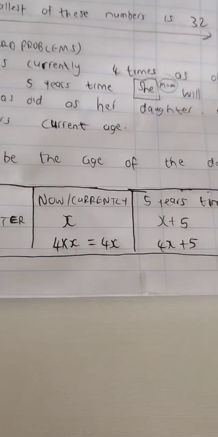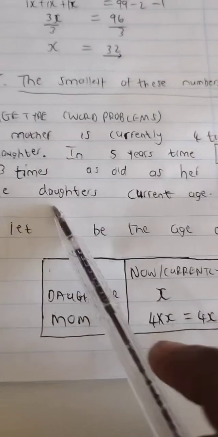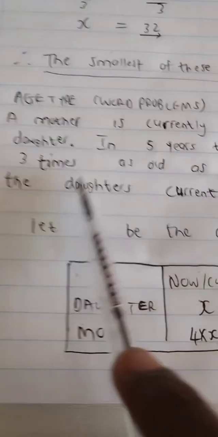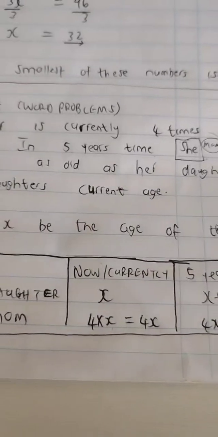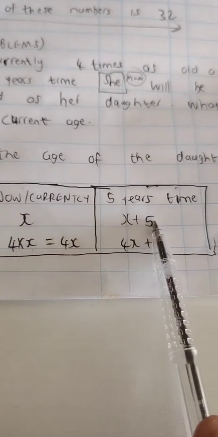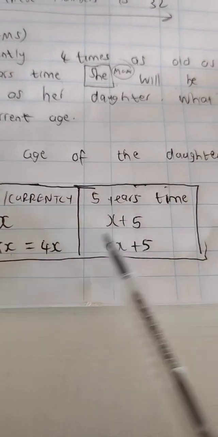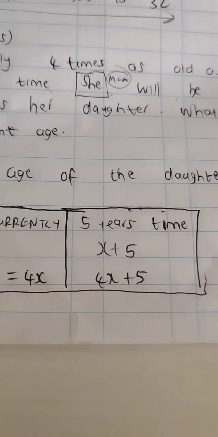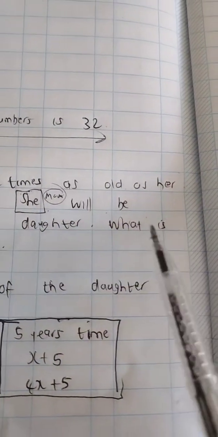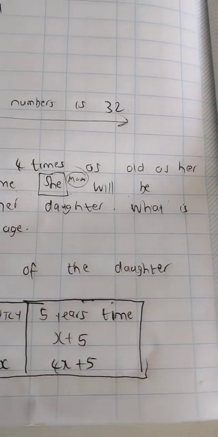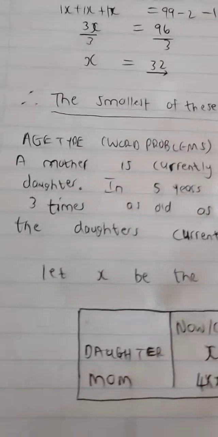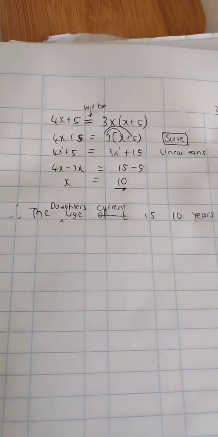Had they asked us to find the age of the daughter in 5 years' time, if the question had said here at the end, what is the daughter's age in 5 years' time, then we would have taken that 10 and substituted it into the expression for 5 years' time. Then we would have gotten a different age for the daughter. So that's why when you read your problem, you must be very much in tune with what is being asked and what you need to be answering, so that at the end you can make the appropriate conclusion.